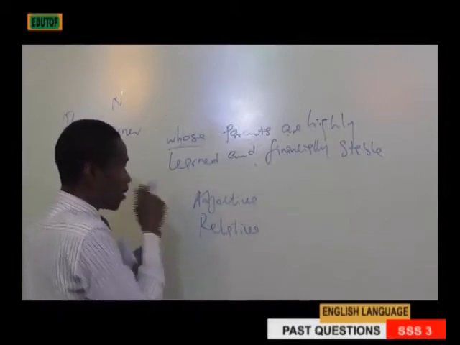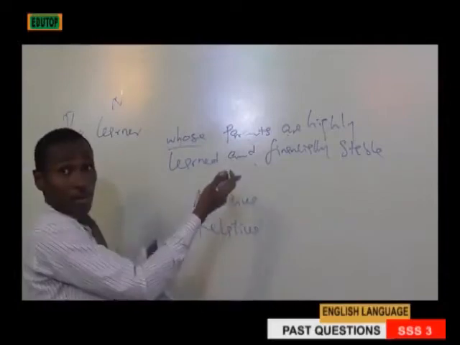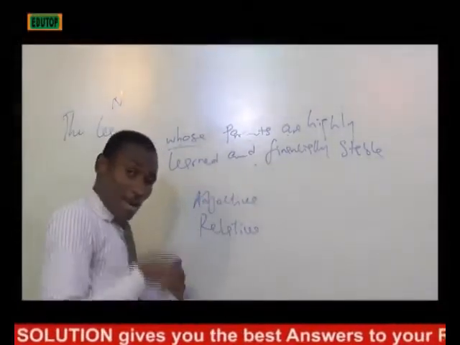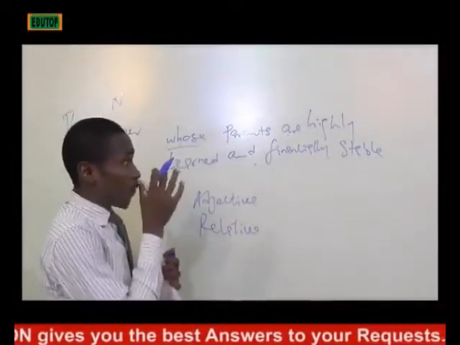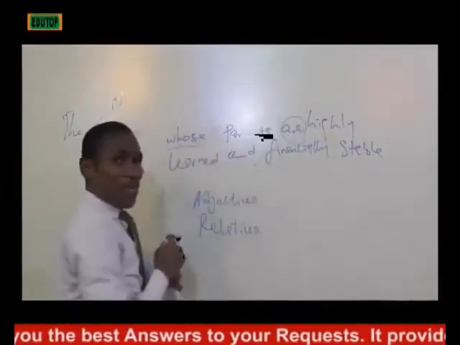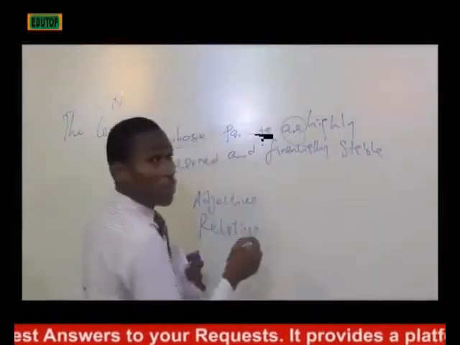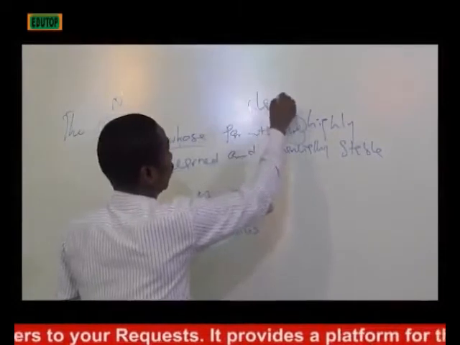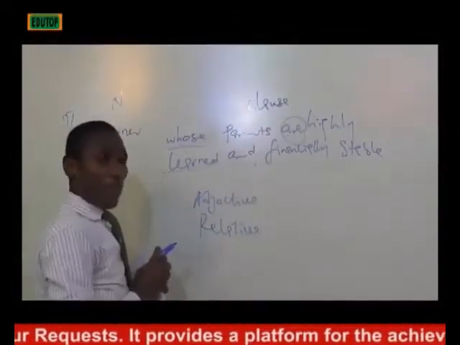Now, the question is this. Is this an adjective? Of course, obviously it's a clause. I'm sure by now you understand the difference between a clause and a phrase. By the presence of this finite verb, this expression is what? It's a clause and not a phrase. Now the question is, what type of clause?